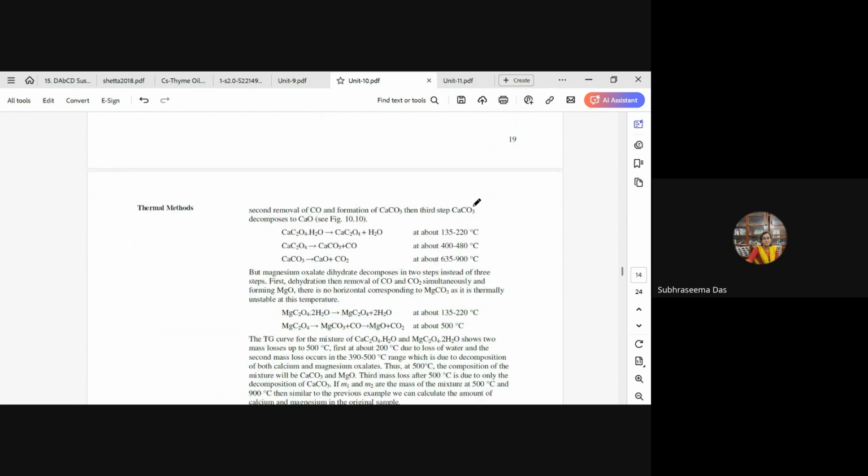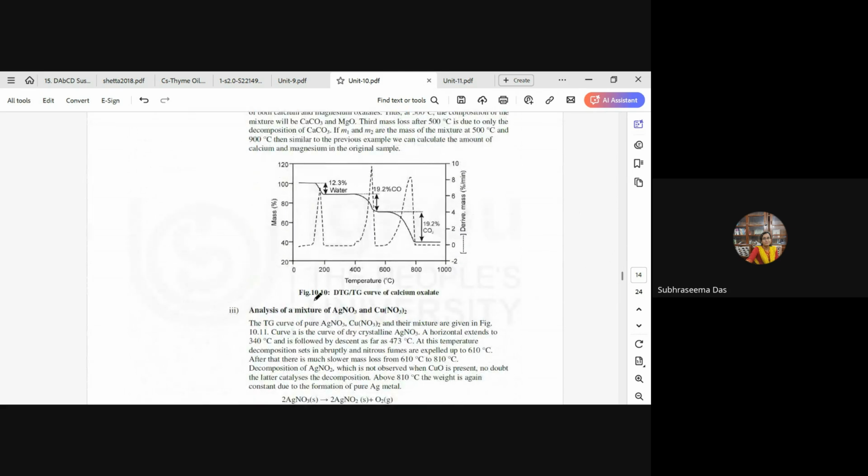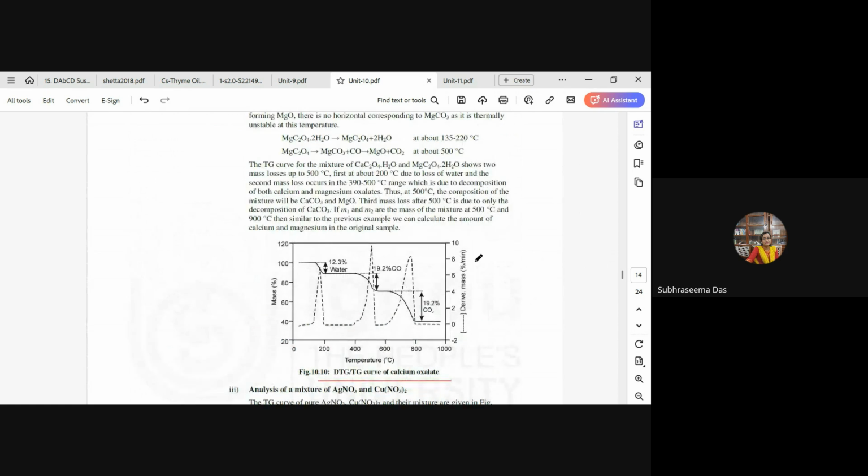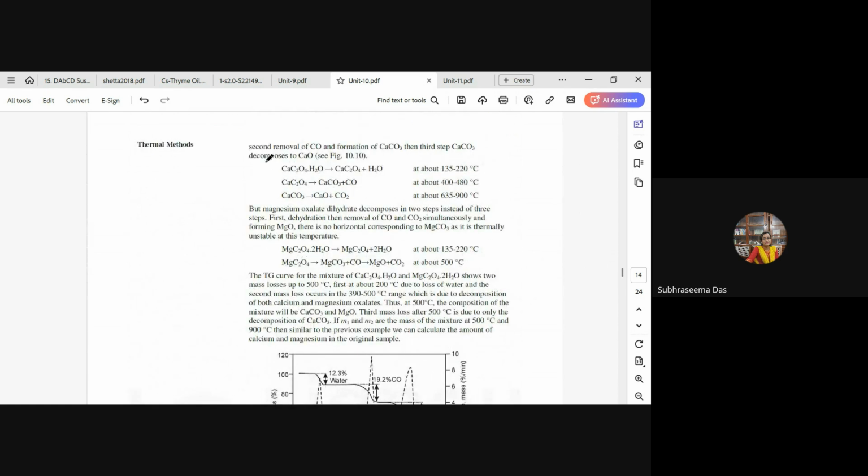This is figure 10.10. Here it shows both the derivative TGA curve and the TGA curve for calcium oxalate. Three different steps can be deduced. First is the removal of water from calcium oxalate. Second is the decomposition of calcium oxalate into calcium carbonate plus CO. Finally is the decomposition of CaCO3 to CaO plus CO2.